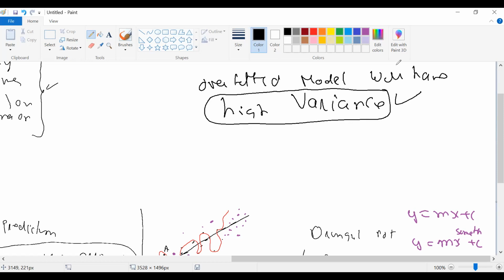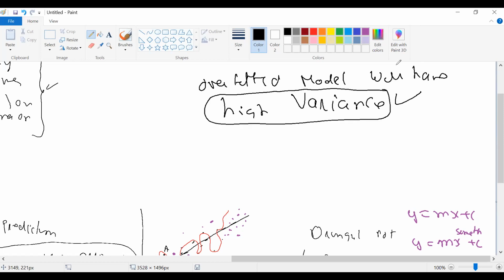Later on, we'll build the models which are overfitted. When we do regularization, then we will see what is our overfitting. We will revise overfitting once again, and that day I'll expect that people will remember this 15-minute session. Overfitted model will have high variance.